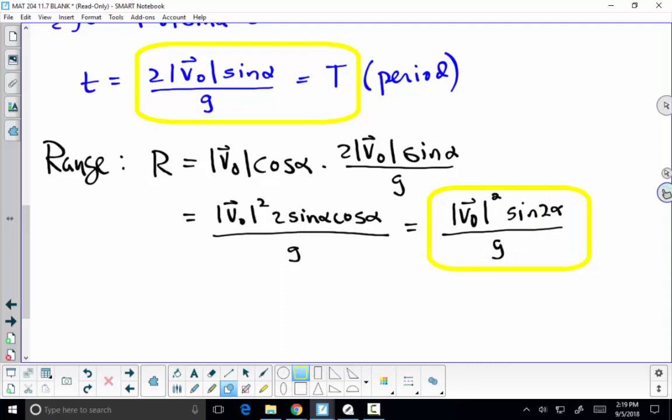Is range a vector or is it a scalar? Scalar. So it's telling us the actual distance traveled, the lateral distance traveled, not the distance along the path. We'll do arc length in the next section, which we'll use to figure out the length of the trajectory. But this is just the range, so the lateral distance.